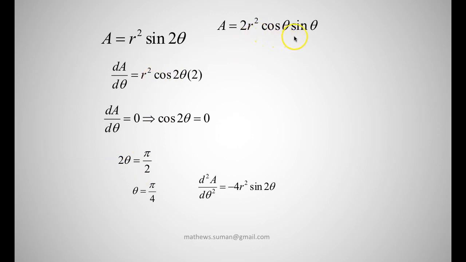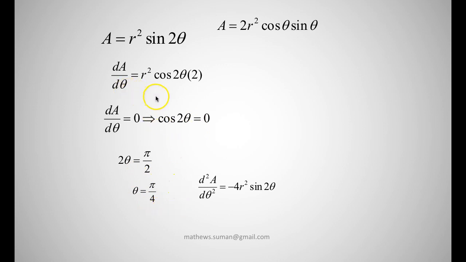Now 2 sin theta cos theta is sin 2 theta, so it is r squared sin 2 theta. So dA by d theta, calculating the first order derivative, it would be r squared cos 2 theta into derivative of 2 theta, which is 2. Equating dA by d theta to 0, we get cos 2 theta is 0. That means 2 theta is pi by 2, so theta is pi by 4.